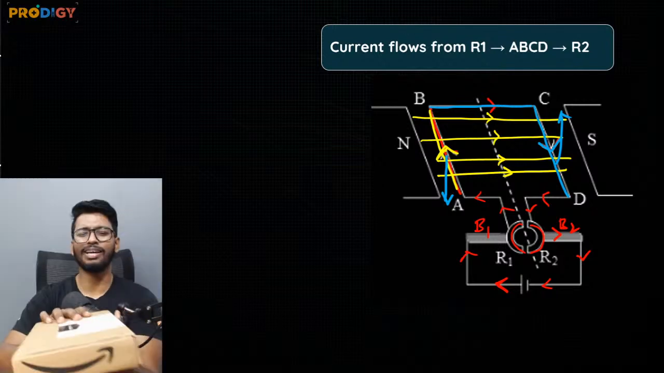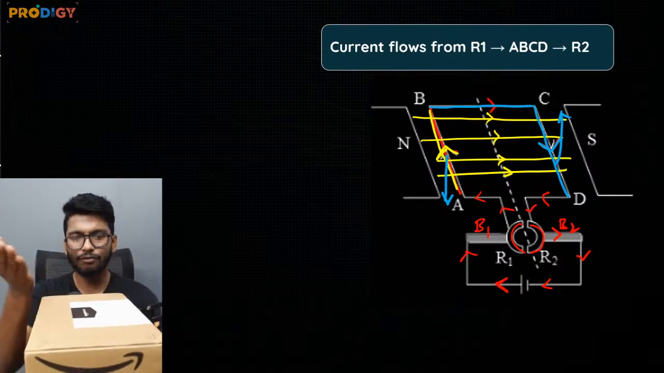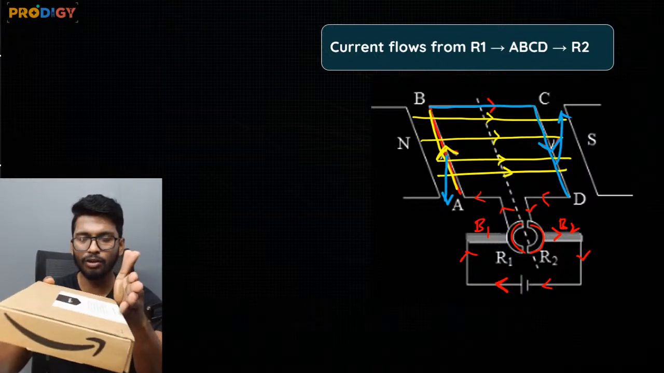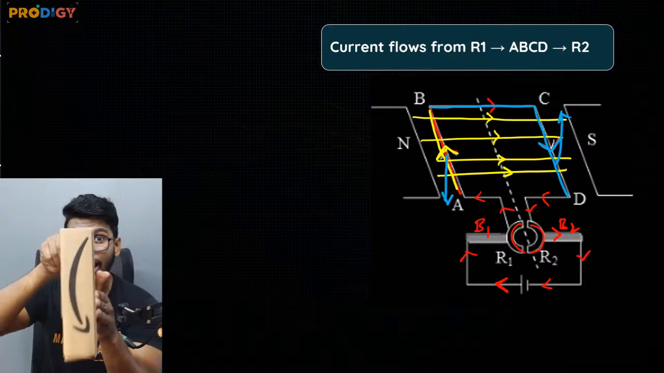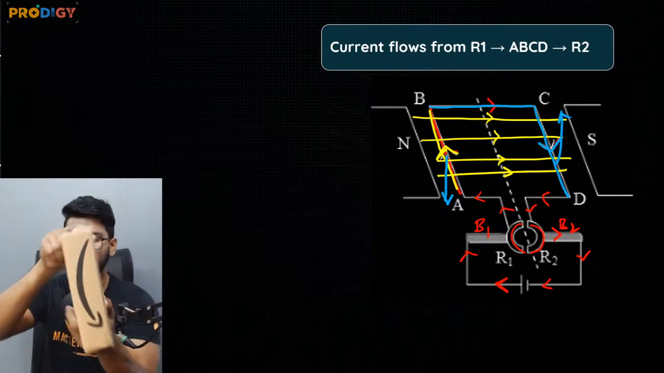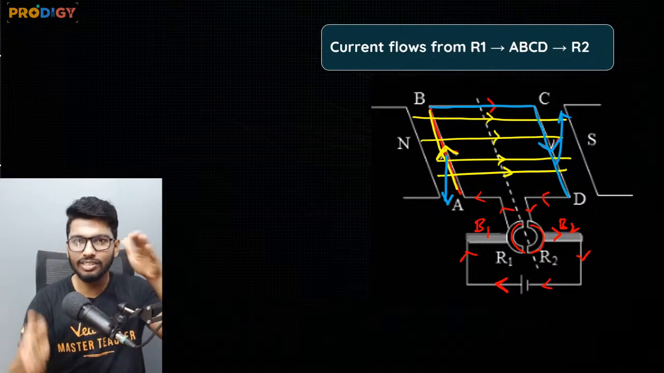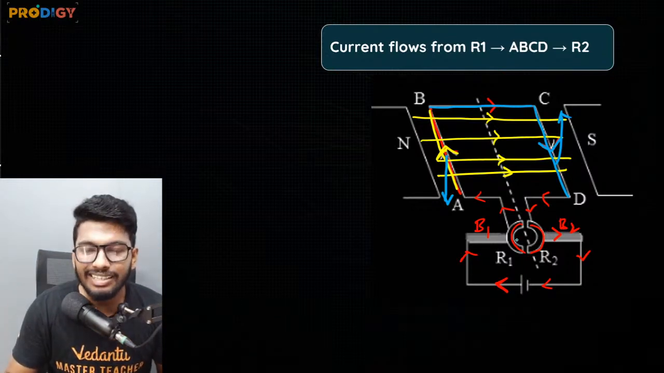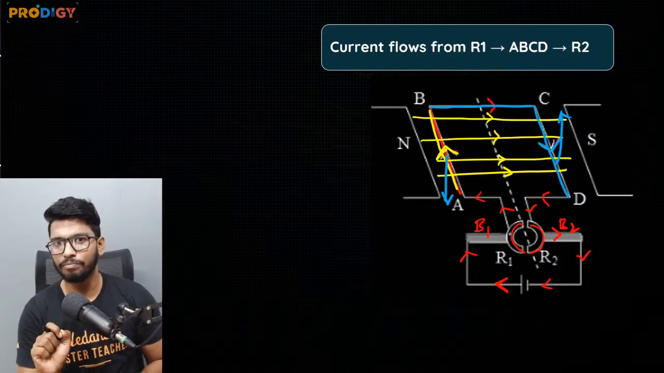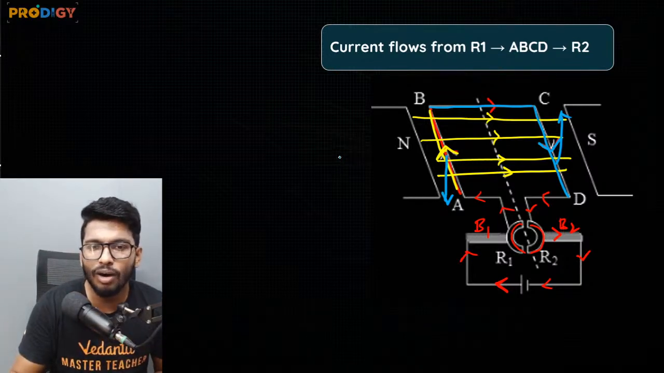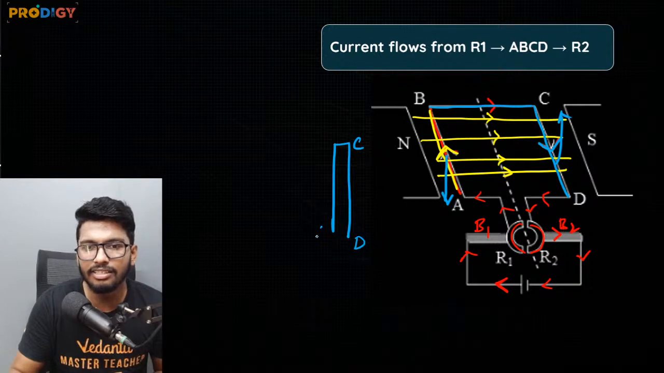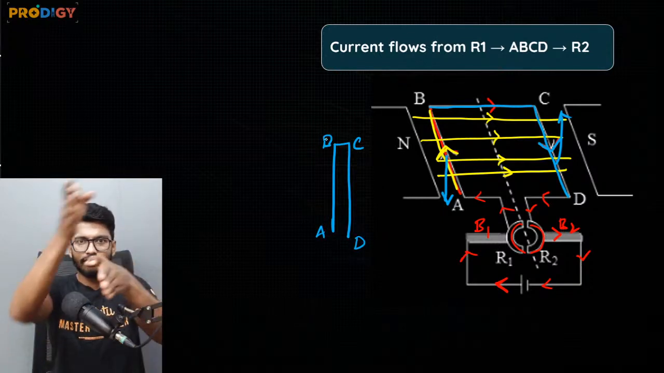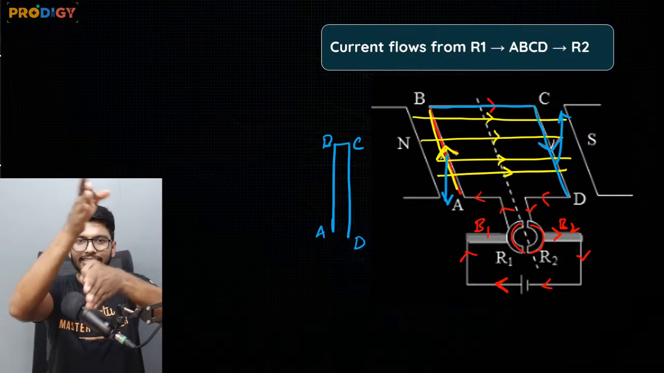Because of this force, AB will move down and CD will move upwards. Once it reaches halfway, the split ring, as you can see, has a small gap in between. Once it reaches halfway like this, this is C, this is D, this is A, and this is B. Once it is flipped over like this, AB is downwards and CD is upwards.